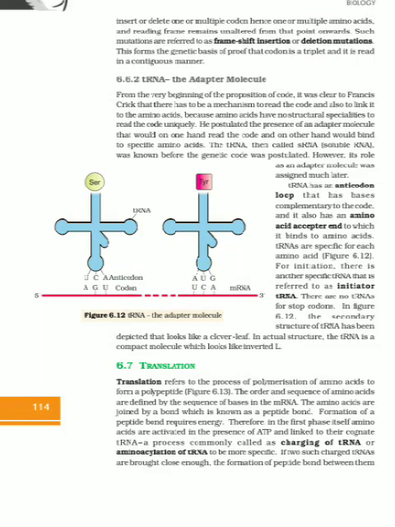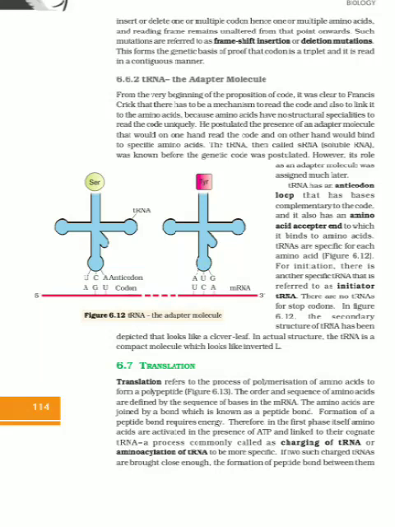The tRNA, then called sRNA, soluble RNA, was known before the genetic code was postulated. However, its role as an adapter molecule was assigned much later. tRNA has an anticodon loop that has bases complementary to the code, and it also has an amino acid acceptor end to which it binds amino acids.